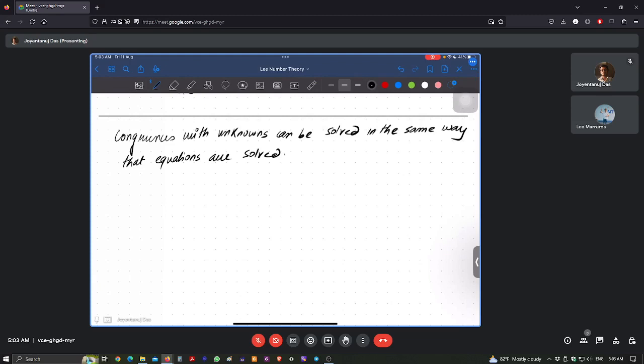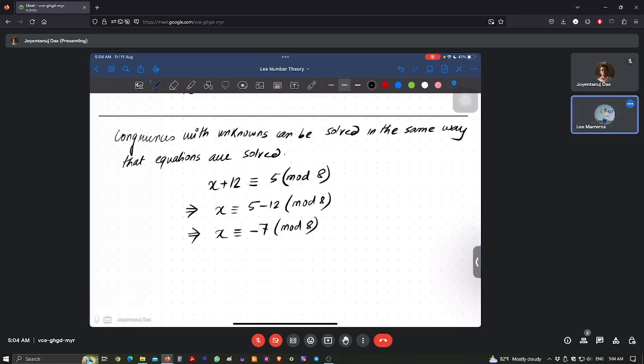So for example, suppose we have this congruence: x plus 12 is congruent to 5 mod 8. So this is an equation, right? And we have an unknown variable x. Suppose we want to solve for x. Then we can just do what we do in the case of an equation. So we subtract 12 from both sides and get x is congruent to minus 7 mod 8. So this gives us the solution, right?